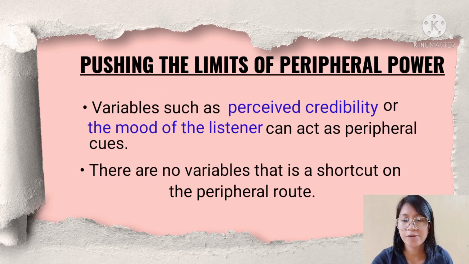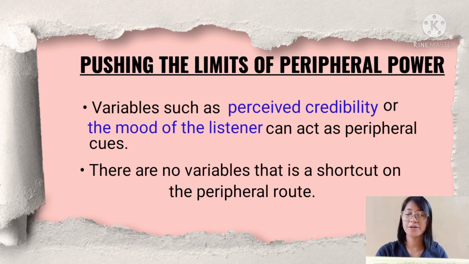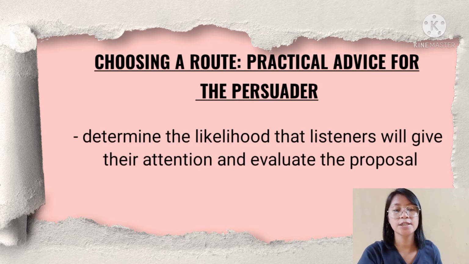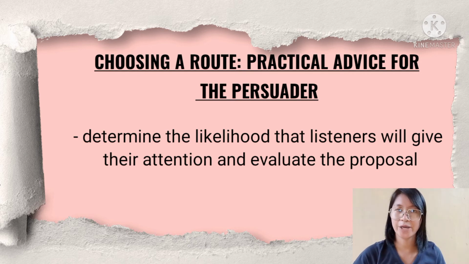Now, it is safe to conclude that many variables such as perceived credibility or the mood of the listener can act as peripheral cues, and there is no variable that's always a shortcut on the peripheral route. Choosing a route, practical advice for the persuader. Petty and Cacioppo state that a persuader or a speaker needs to determine the likelihood that listeners will give their attention and evaluate a proposal.